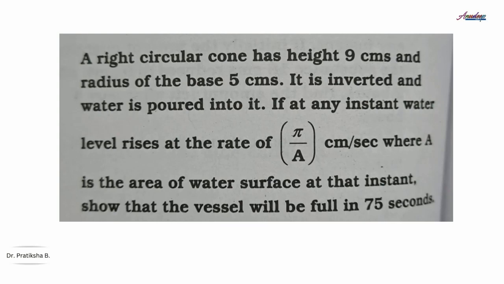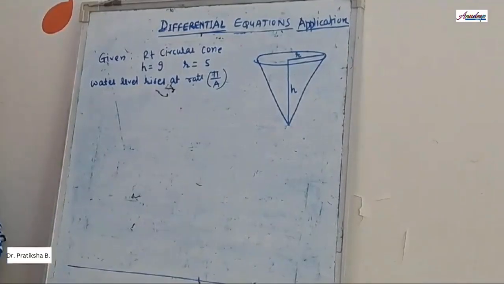So in this problem, we have been given a right circular cone which is inverted and we are pouring water into it. And we need to show that after 75 seconds, the vessel will be full. So when it reaches its height, that is 9 centimeter, then it will take 75 seconds to completely fill the vessel. This is what we want to show. Let us see how to solve. So now let us solve this problem.